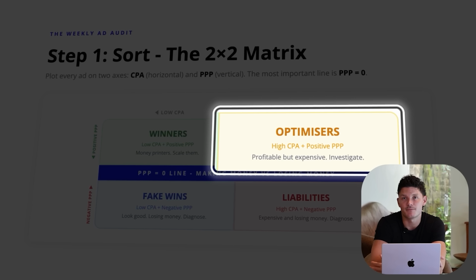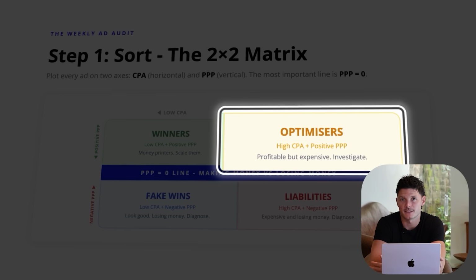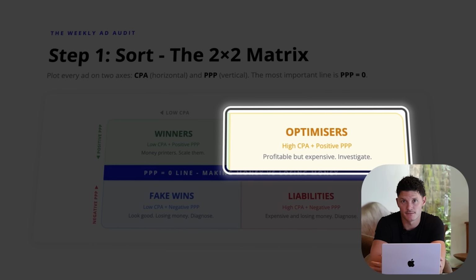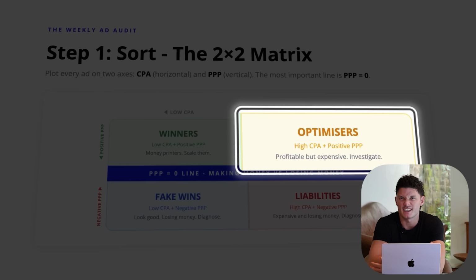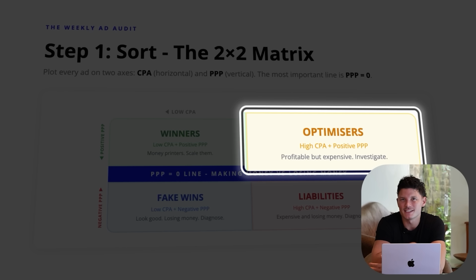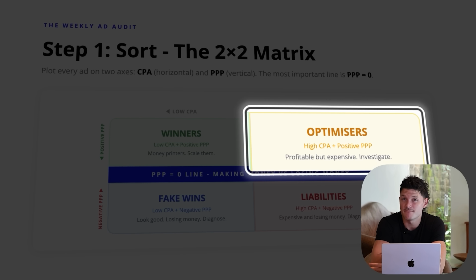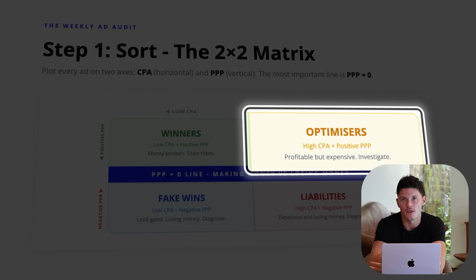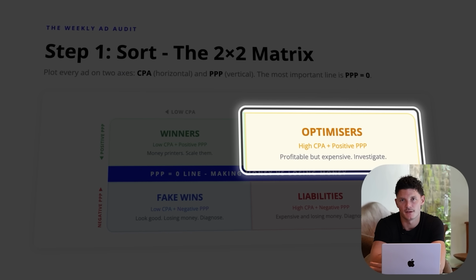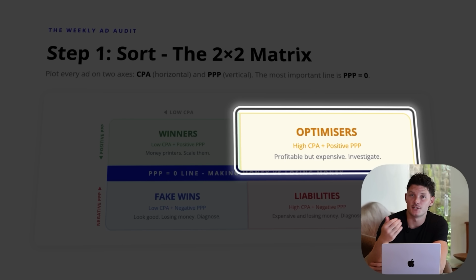Then you have high CPA, high profit per purchase. These are your optimizers. These ads are still profitable, but just expensive, which means the concept works great. You're making money still, but the efficiency could be better. So the goal here isn't to kill the ad. The goal here is to optimize it. And that's what frequency tells you to do next.